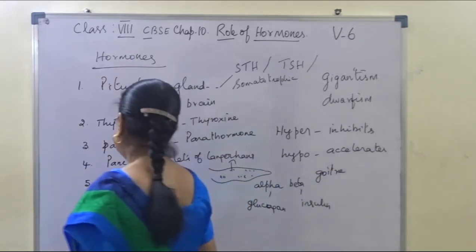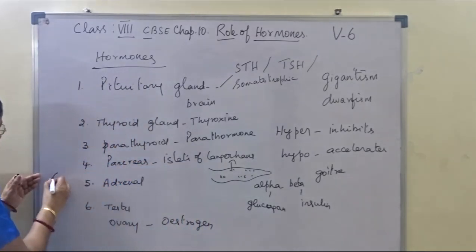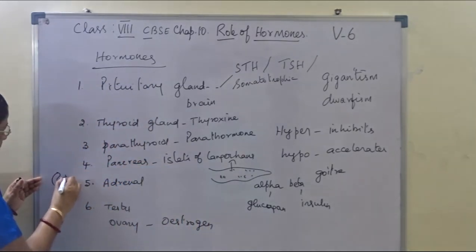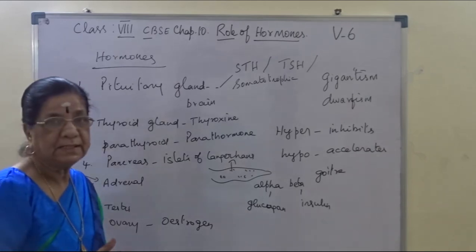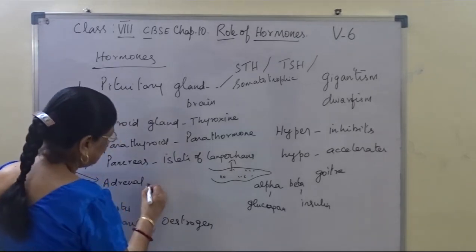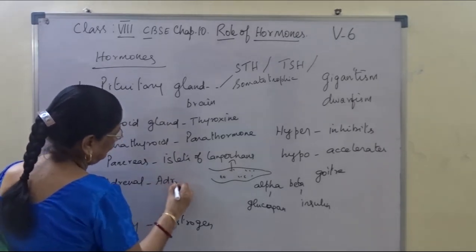And then the adrenal gland is present above the kidney, like this. This is the adrenal gland, and it secretes the hormone adrenaline.